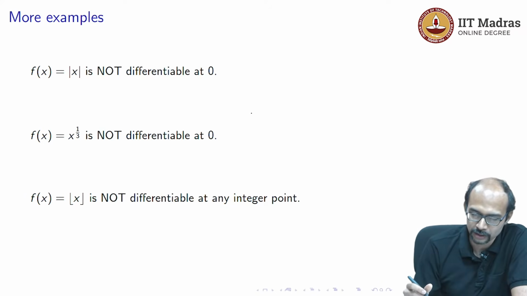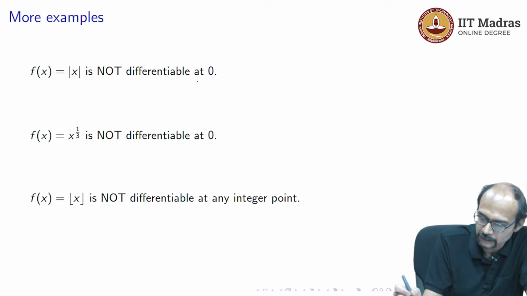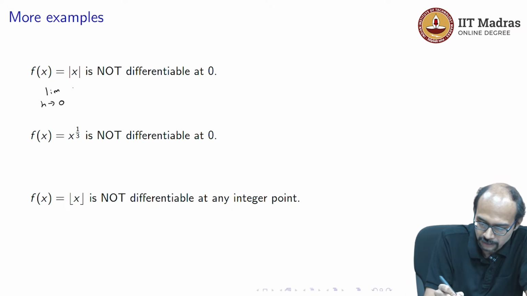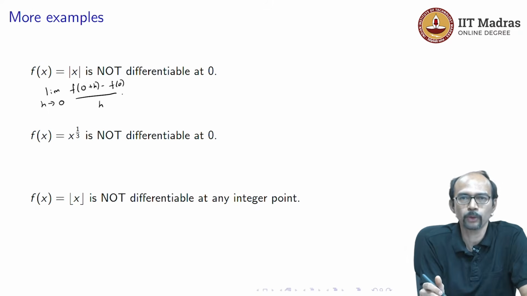So, let us do the first one. If you take f of x is mod x, what happens? At 0, let us take the limit as h tends to 0 of f of 0 plus h minus f of 0, divided by h. So, this is what we want to compute.